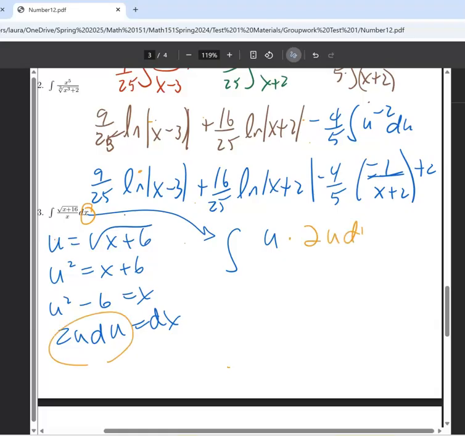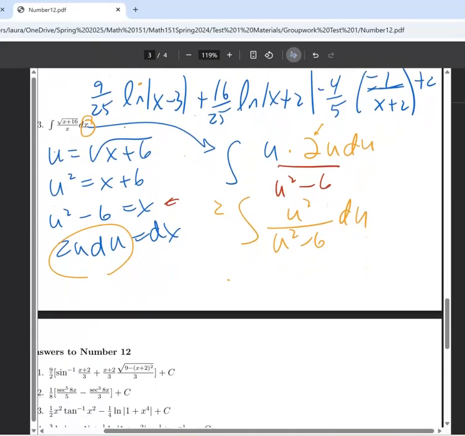That's such a common mistake. And then the denominator is x, and that's this, u squared minus 6. I'm going to take the time to pull this 2 on the outside. So I get u over u squared minus 6. Oh, I'm sorry, u squared over u squared minus 6. What do I do with that?